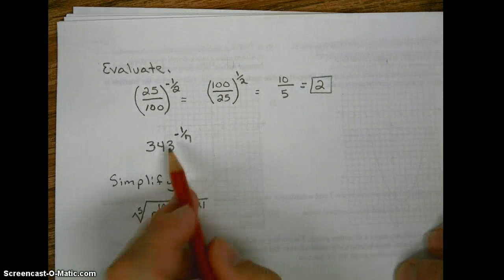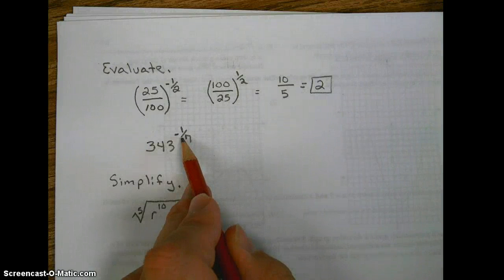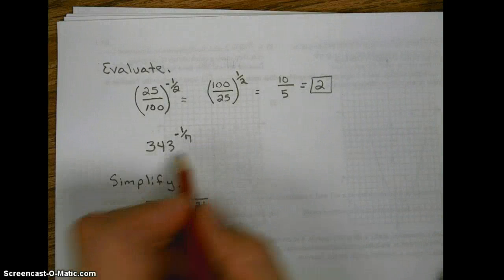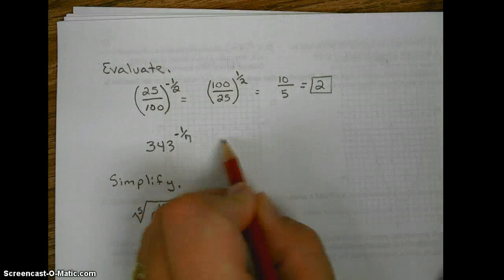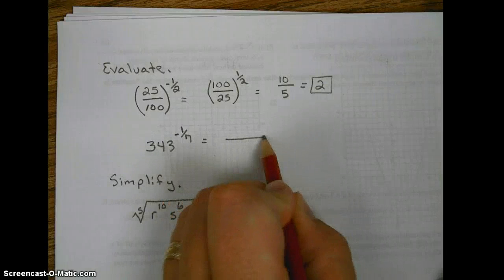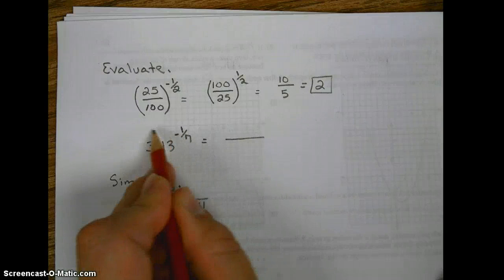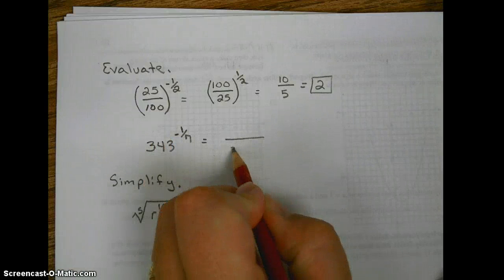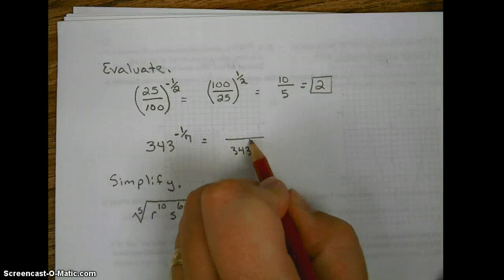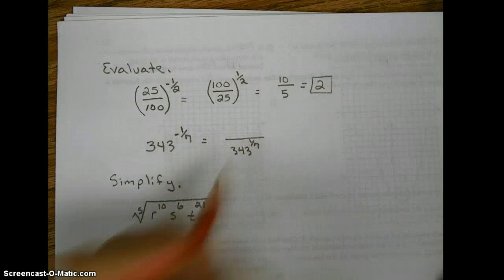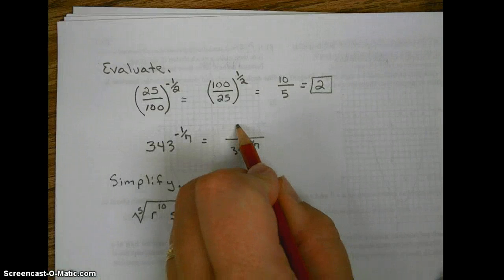Next problem. Again, we have a negative exponent. So to get rid of that, do you remember what to do? That's right. Okay, move it from wherever it is to the other side of the fraction. Right now here it's in the numerator, so we're going to move it to the denominator. And when we do that, your exponent becomes positive. And what do we put in the top? That's right, a 1.